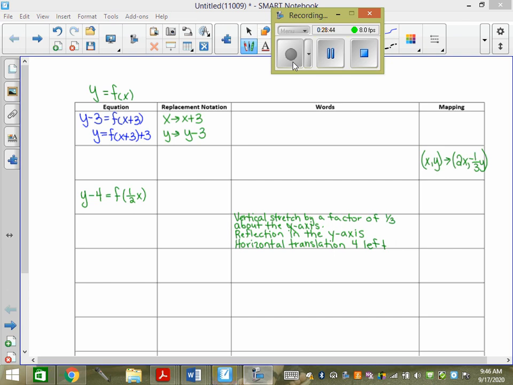So that is transformations, right? Or the translations. All of them are transformations.